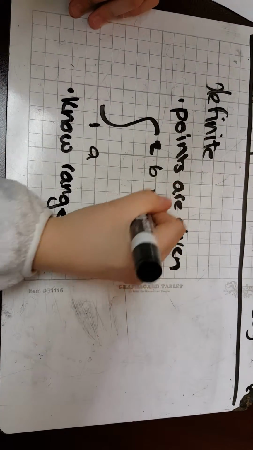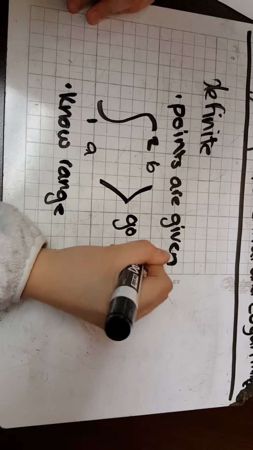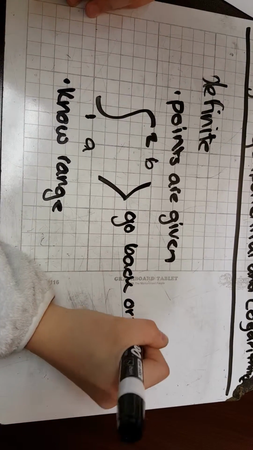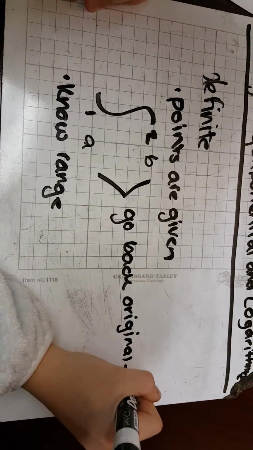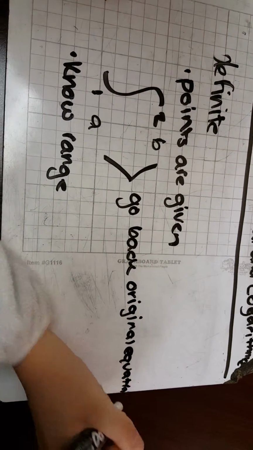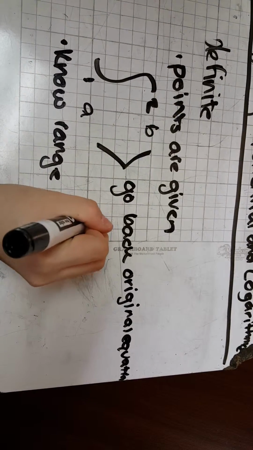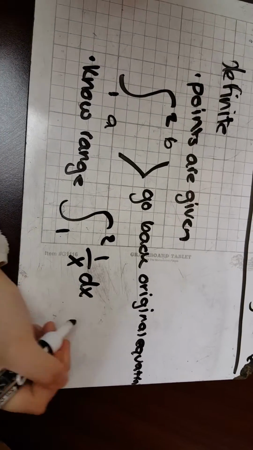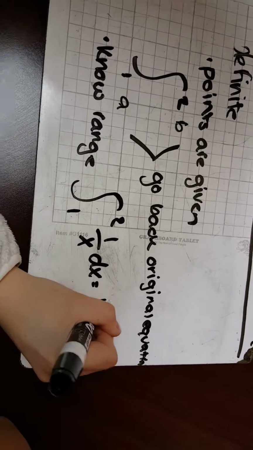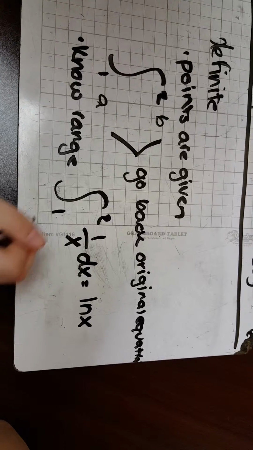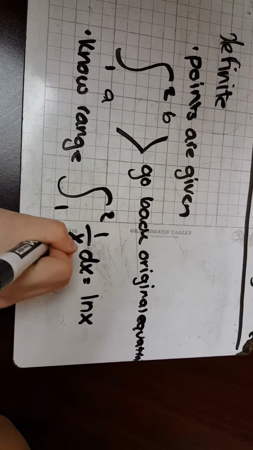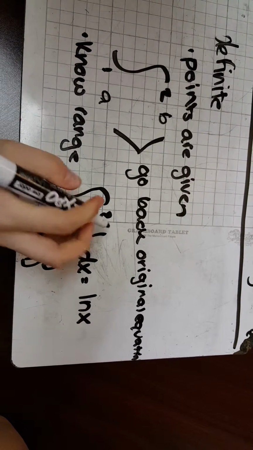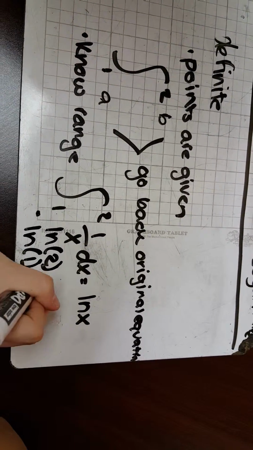So what do you do with these points? Well, these points go back into the original equation after you take the integration. Okay? So, if you have this, for example, you can do something like this. 2, 1, dx. Okay? So you know that this would be natural log of x. So what you do is natural log of 2 minus natural log of 1. You always take the biggest minus the little, and then it will give you your answer.